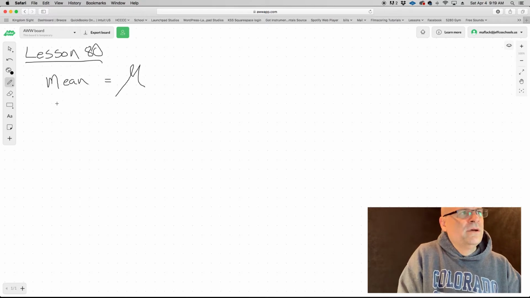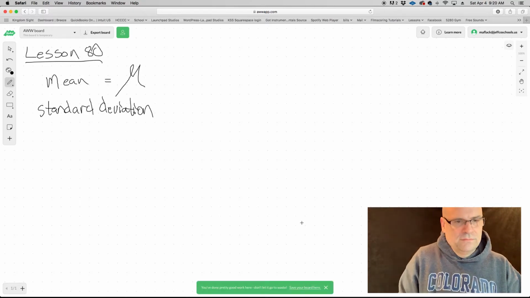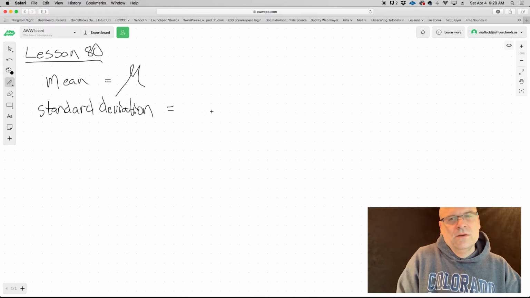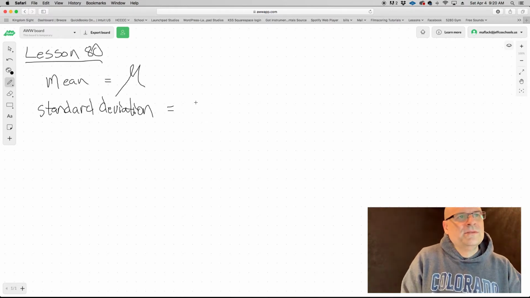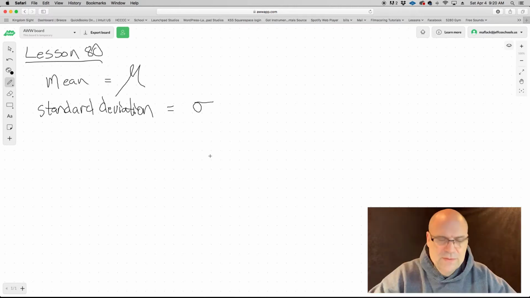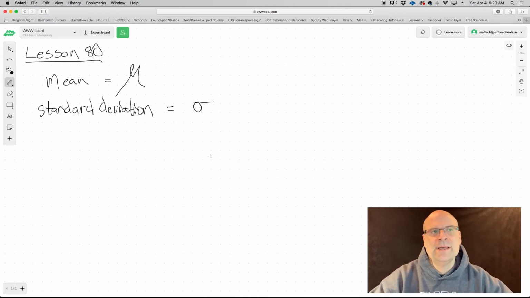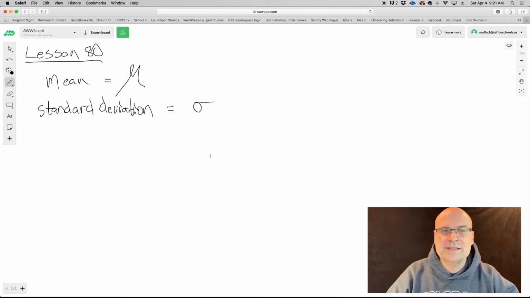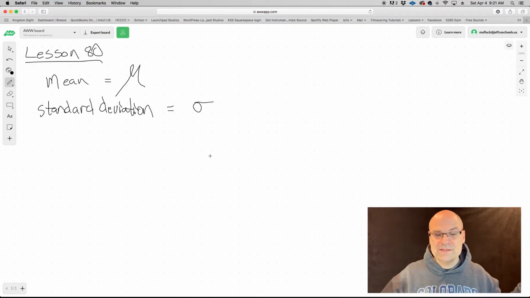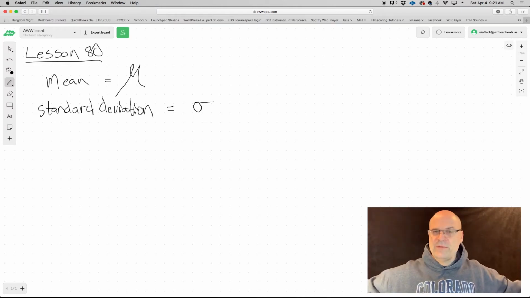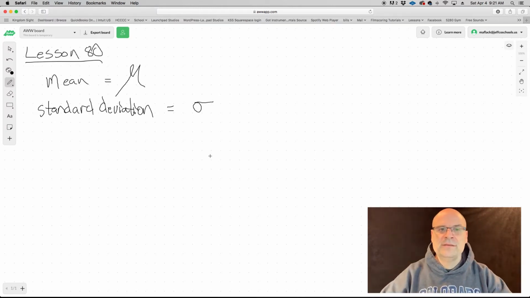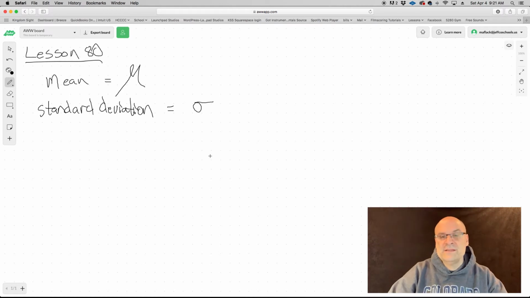And then we're going to talk about our standard deviation, which is the Greek letter sigma. This is kind of like a weird O. So the mean and standard deviation tell you how high the bell curve is and how wide it is. If there are numbers that are deviating a ways away from the mean, then it's going to be wider. And it's going to tell you the location of the mean, where those numbers are.